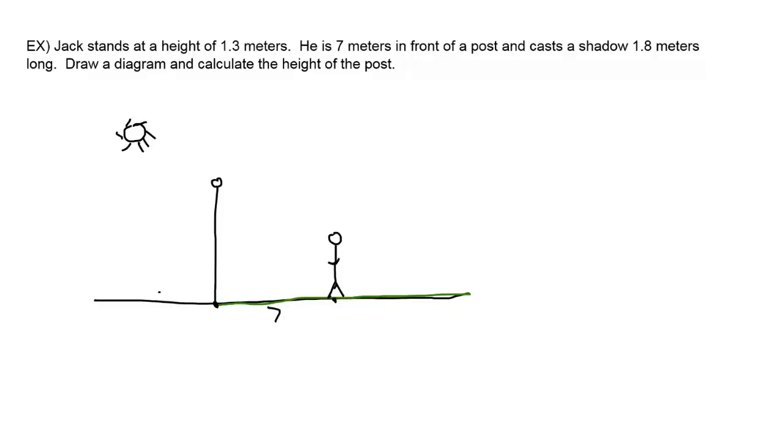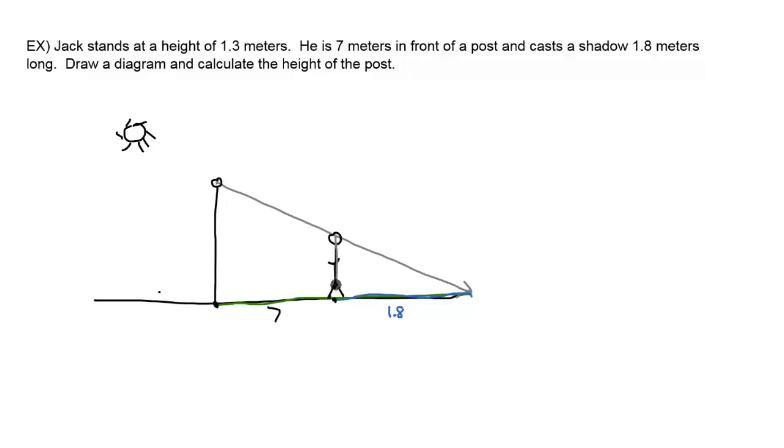And he also has a shadow. So from Jack going this way, there's a shadow. And it says his shadow was 1.8. And again, this is not to scale. We just got to draw it so we get some triangles. So speaking of triangles, let's go ahead and draw in a line. This would be like the ray of sunshine almost, right? Down this way. And we'll get some triangles created here.